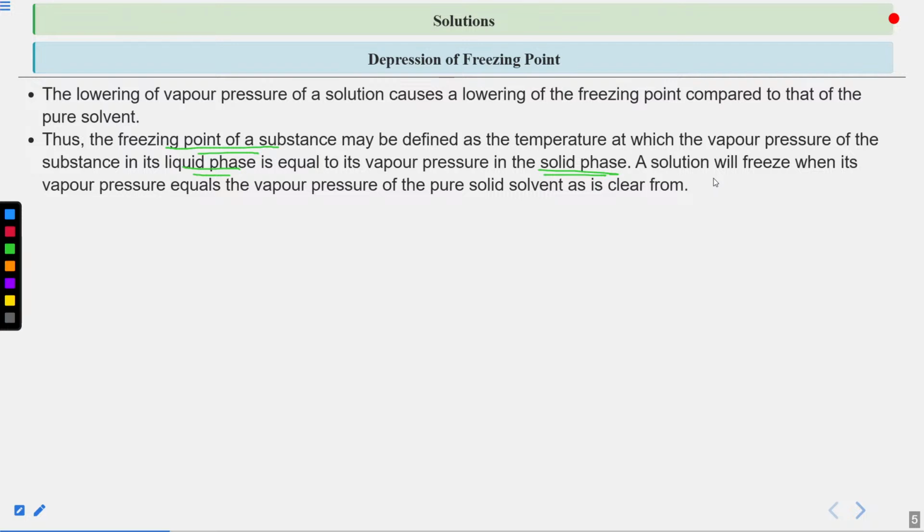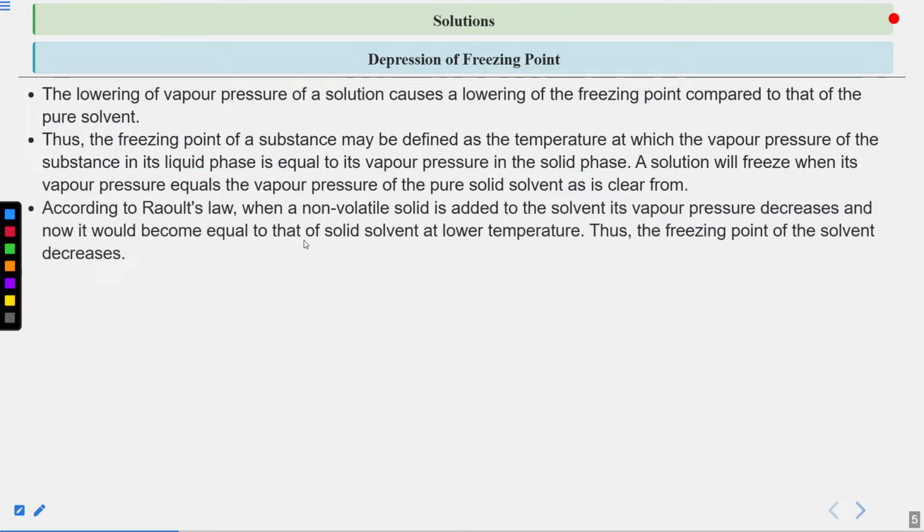Now, whenever these things become equal, then your pure solvent freezes. So according to Raoult's law, we know that upon addition of a non-volatile solute, there is a decrease in vapor pressure, and as a result, the freezing point also decreases. So this is the graph for it.